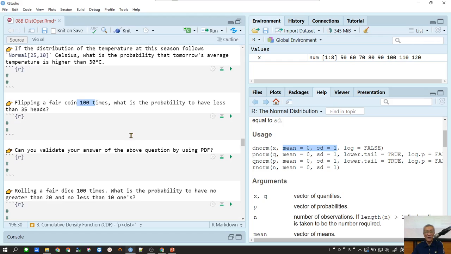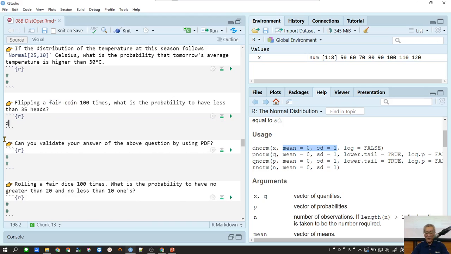Now flip the coin 100 times. What is the probability to have less than 35 heads? A fair coin, okay? 100 times. So we are talking about binomial. And now this is a little bit tricky, right? X, and then repeat 100 times and probability 0.5 because it's a fair coin, right? So what is this X?